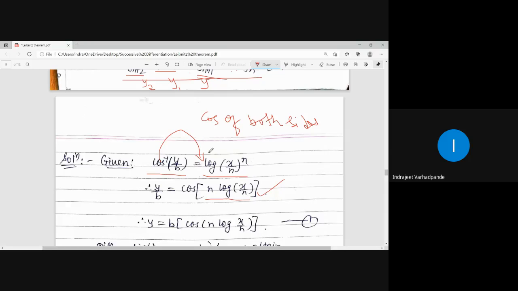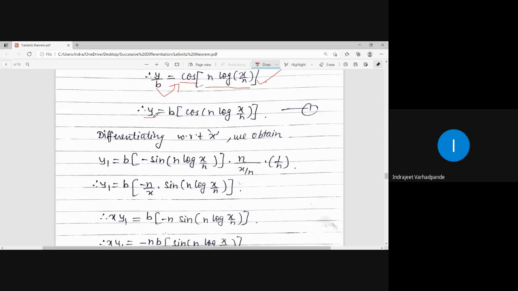To remove cos inverse, we take cos of both the sides. So what I am left with, y by b is equal to cos of n log of x by n. This b also I don't want on the left hand side, multiply by b. So what I will be getting, y is equal to b cos of n log of x by n. I hope you are putting down the brackets properly. Yes, sir.